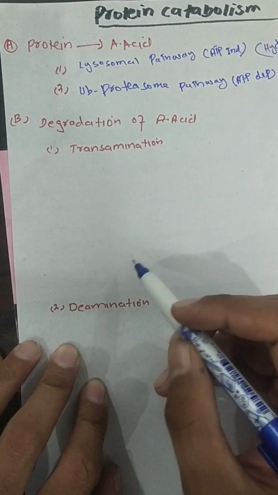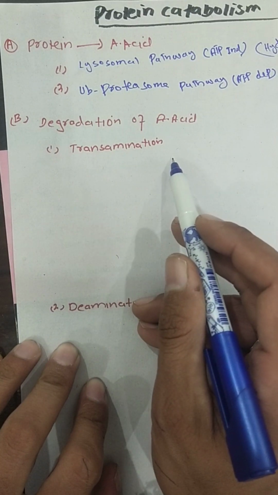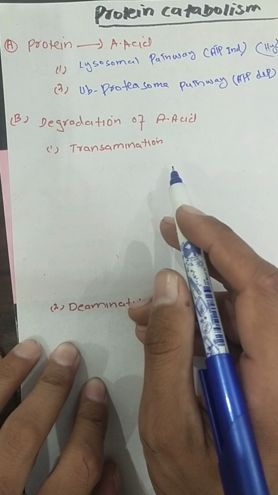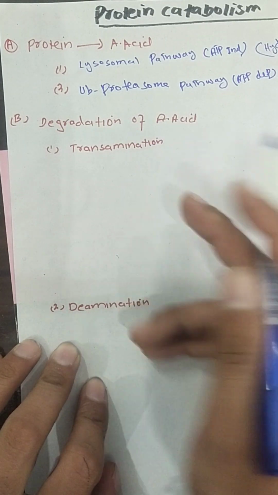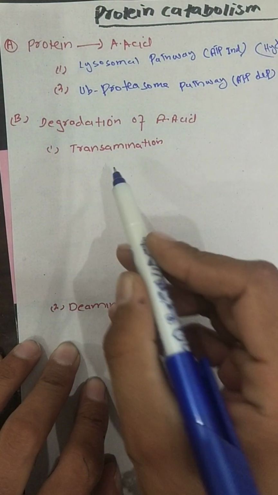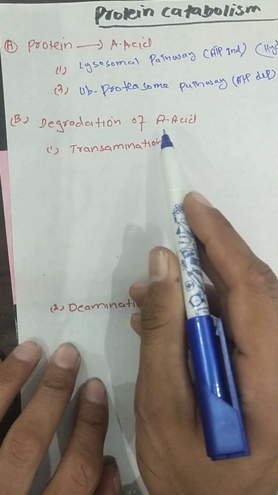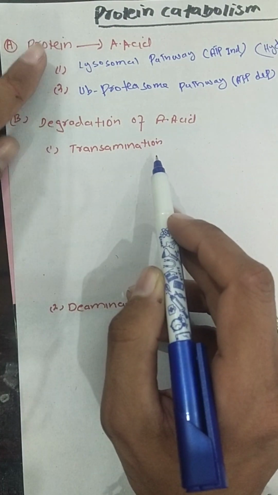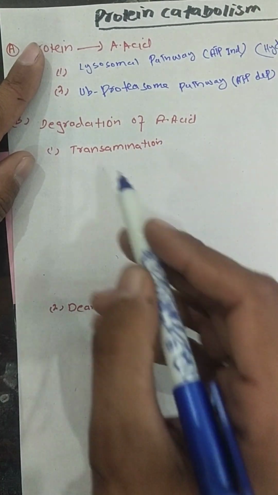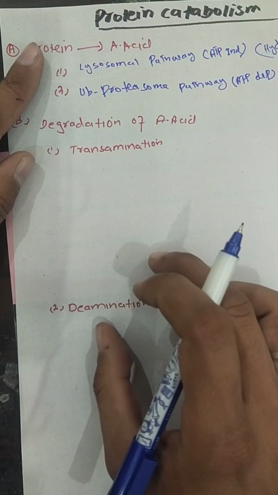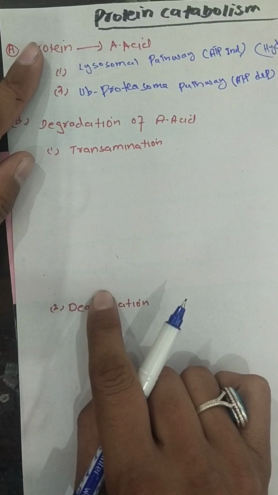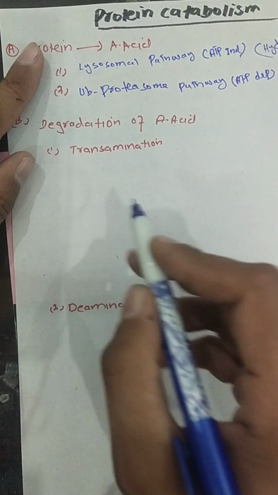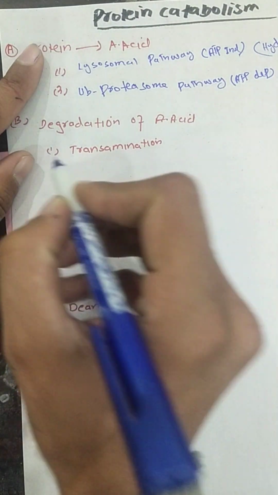Further, we degrade these amino acids and we get ammonia, NH3, which is mostly the end product of amino acids. So how is NH3 produced? We have two pathways for the degradation of amino acids. The first pathway is transamination. Why? Because deamination is the process by which ammonia is formed. Why we need transamination, I'll tell you at the end of this.